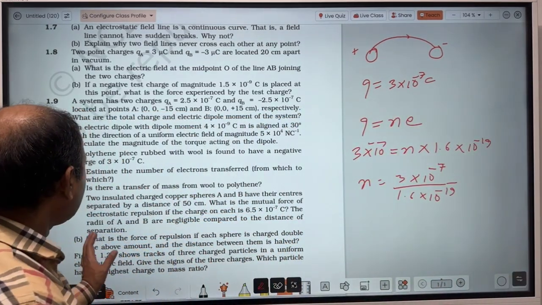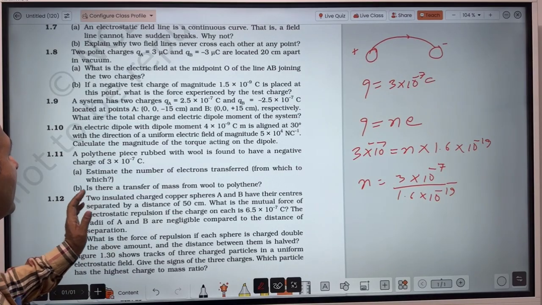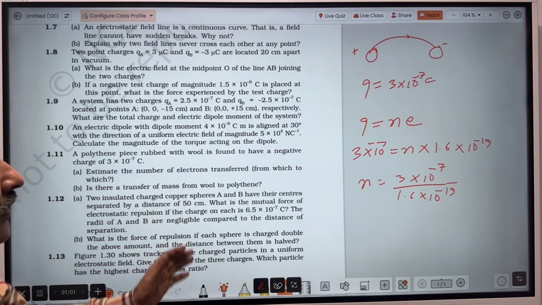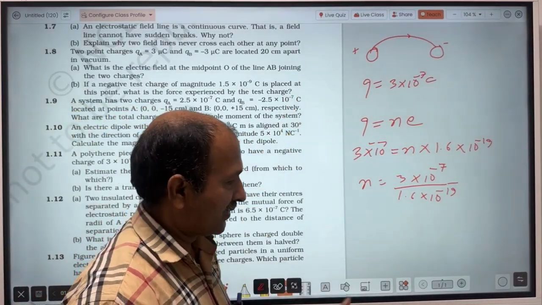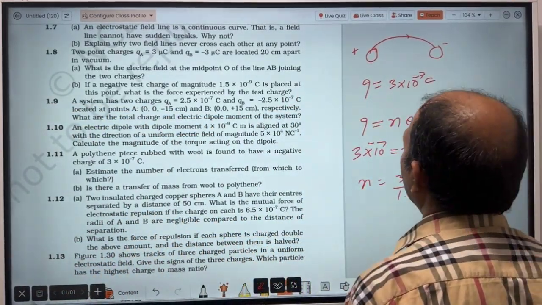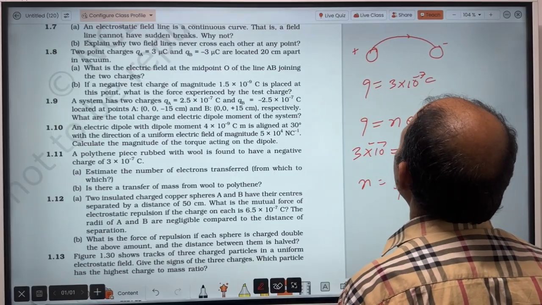Now, the second part says, is there a transfer of mass from wool to polythene? If electrons are being transferred, even if they have negligible mass, of course there is a transfer of mass.